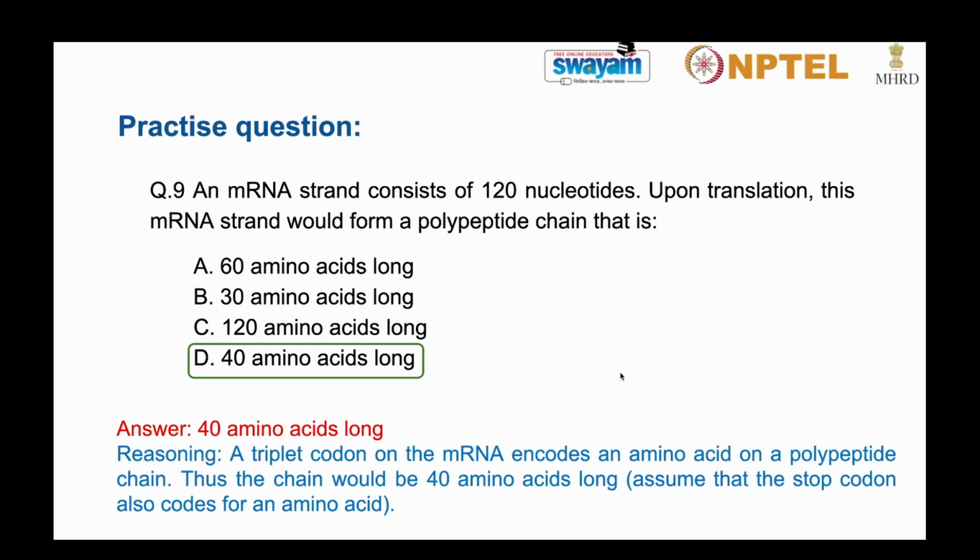Madam, the word maximum must be in the question. Upon translation, this mRNA strand could form a polypeptide chain of maximum 40 amino acids. It can be less than 40 also. Yes, right, there is one word missing, that is at max. What could be the maximum possible amino acid length? That must be present in this question. But it's right, it can be shorter also.